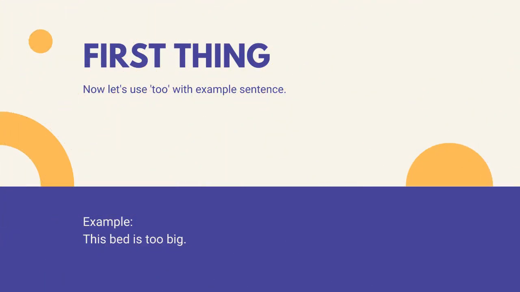Now let's use too, with example. This bed is too big. What does it mean? This means it needs to be smaller, it's too big for me. It's more than is necessary. So it needs to be smaller. That's a comparison of enough and too just so that you can understand them better.